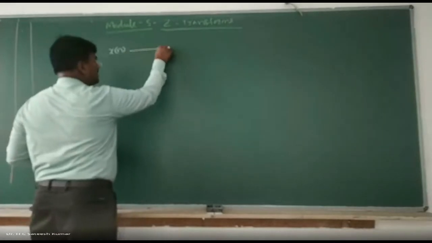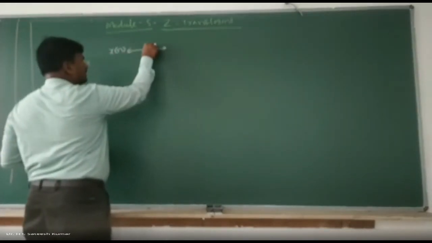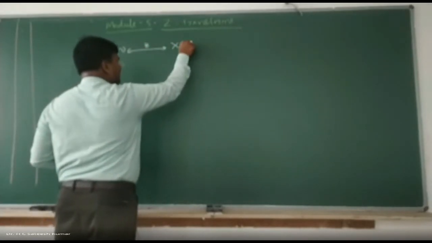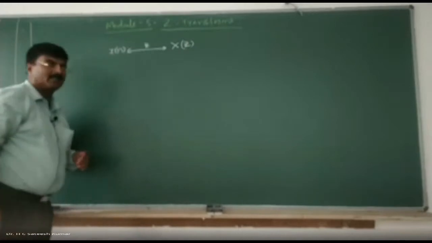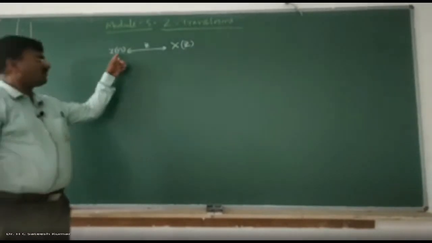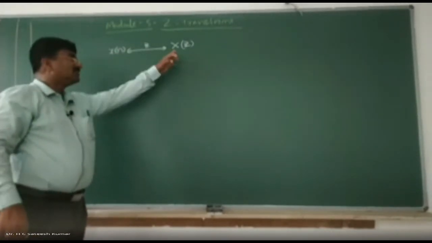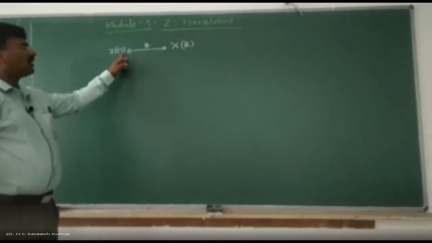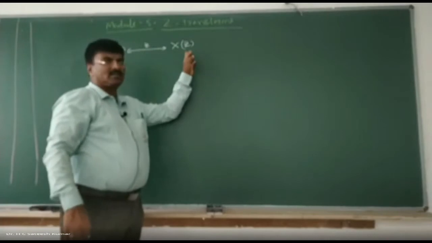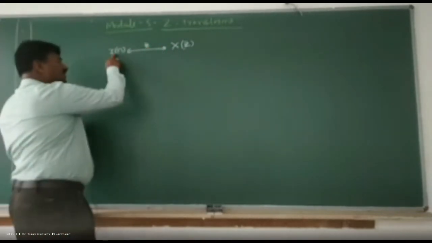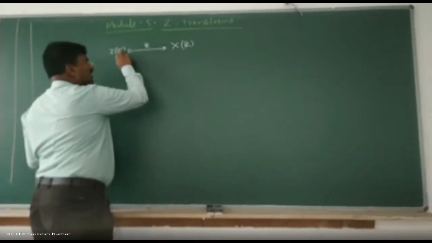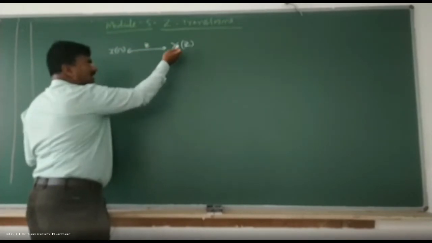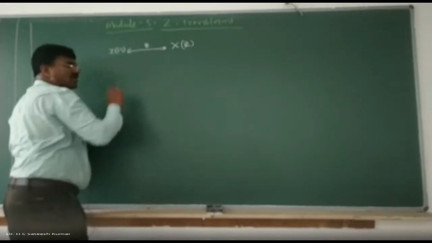The transformation of any signal x of n has a transformation x of z. We can write it like this. The meaning of this is x of n is a discrete time signal, time domain. This is z domain. In terms of z, we are representing. Here we are writing it using small letters. Here we are going to use capital letters. The meaning is x of n has z transformation x of z, and the two-sided arrow mark indicates x of z has inverse z transformation x of n.